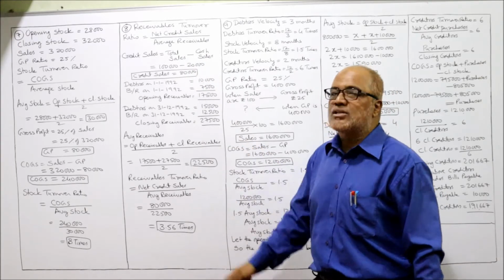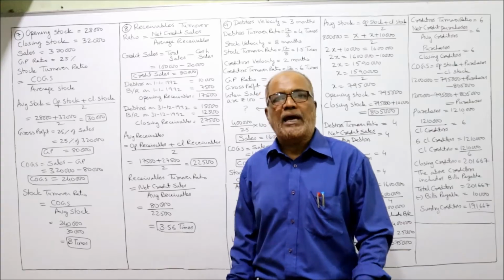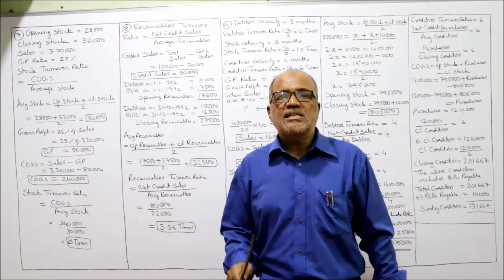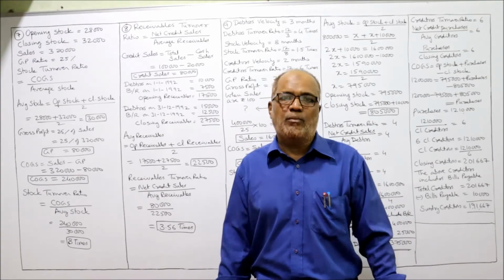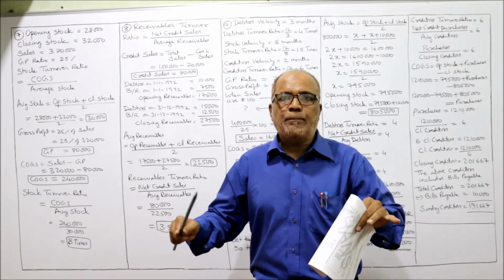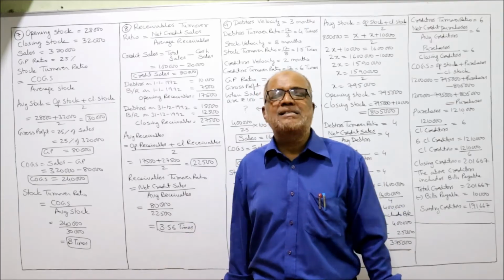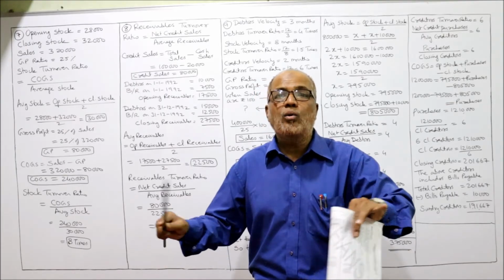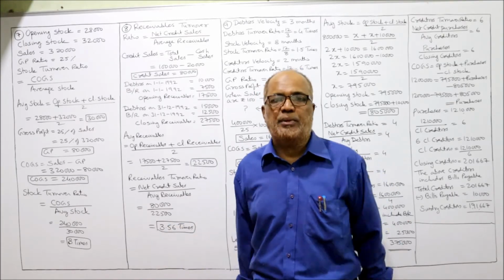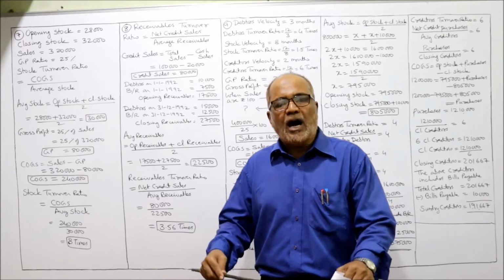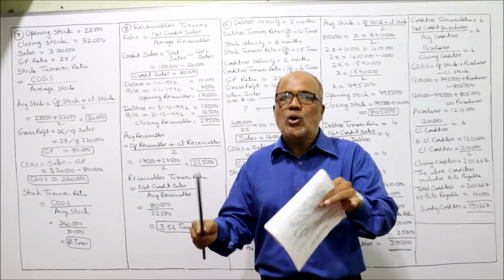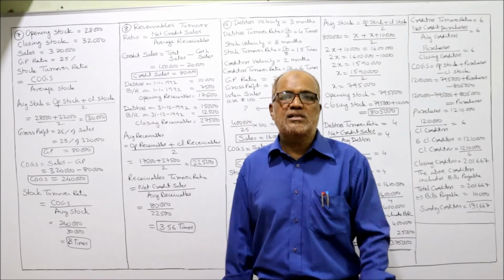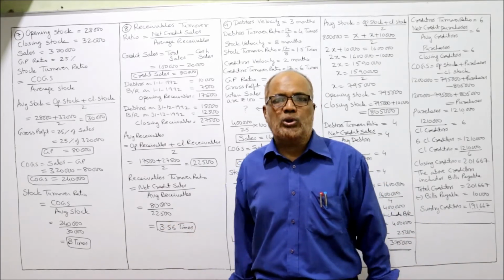Now we need average receivables, which is not given in the problem. We have to calculate it. How to calculate? Receivables include debtors and bills receivable. If you add up the debtors and bills receivable, you will get accounts receivable or trade receivable, right? So in our problem, we are given opening debtors, opening bills receivable, closing debtors, closing bills receivable. So we add up both.